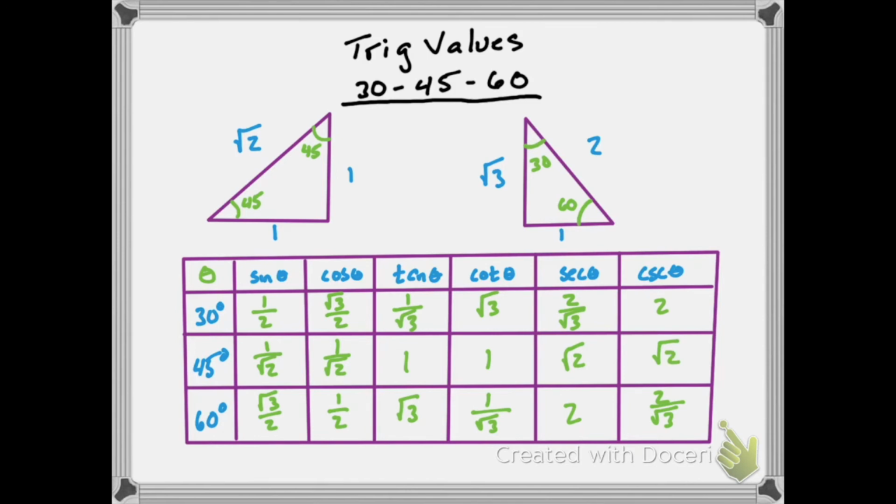One thing to note is we need to rationalize our denominators. So 1 over root 3, we'd end up writing that as square root of 3 over 3. 1 over root 2 we could rewrite as square root of 2 over 2. And 2 over root 3 we could rewrite as 2 square roots of 3 over 3.